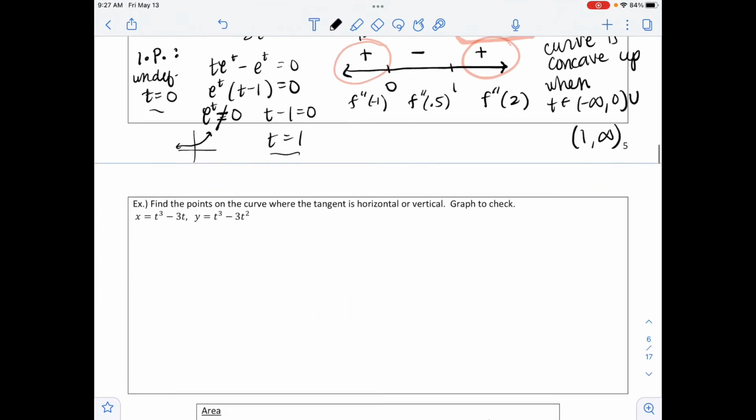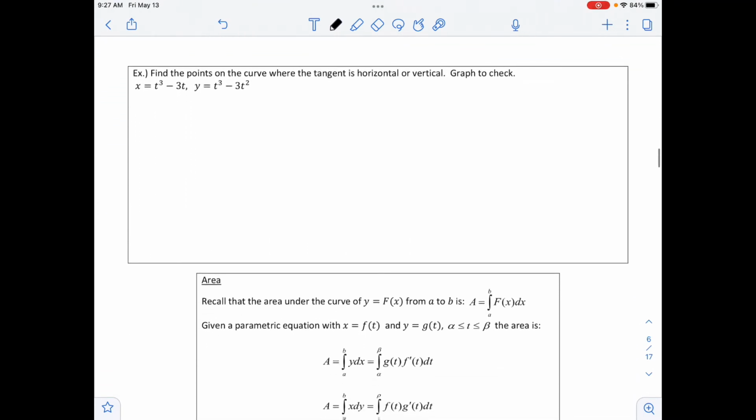So the next example on the next page says find the points on the curve where the tangent is horizontal and vertical. Graph to check. And so we have x equals t cubed minus 3t, y equals t cubed minus 3t squared. And as stated on a previous page, we know that when the tangent is horizontal, that's going to be when we have dy/dt is equal to 0. And vertical would be when we have dx/dt is equal to 0.